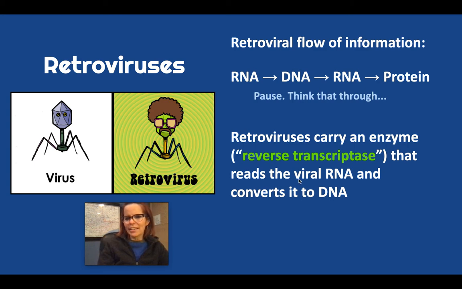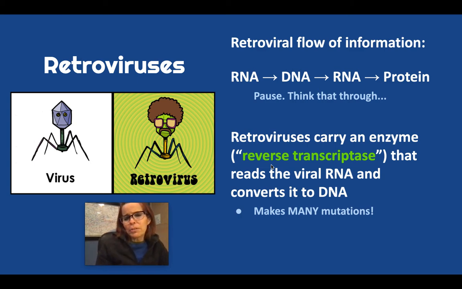So retroviruses carry an enzyme that is called reverse, let that sink in, reverse transcriptase. So it's going backwards. So instead of going from DNA to RNA, it's going from RNA to DNA. So it reads the viral RNA and converts it to DNA. This is super important.